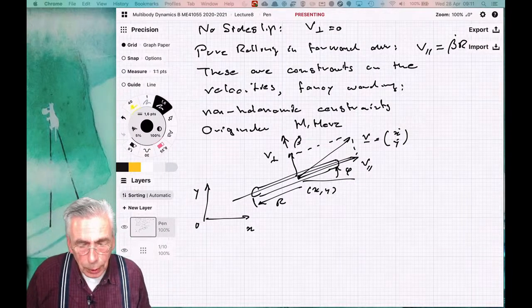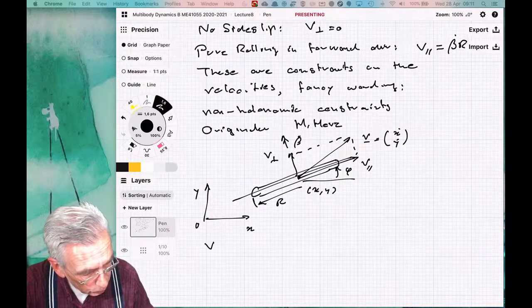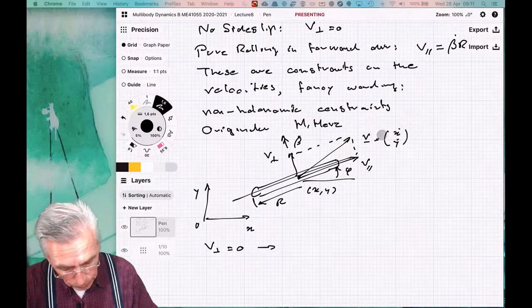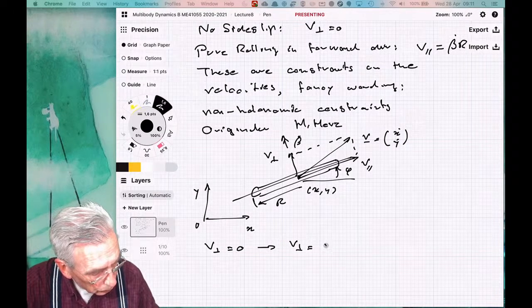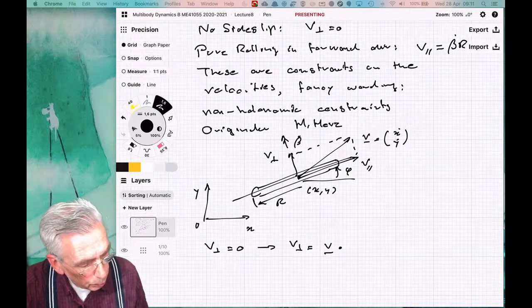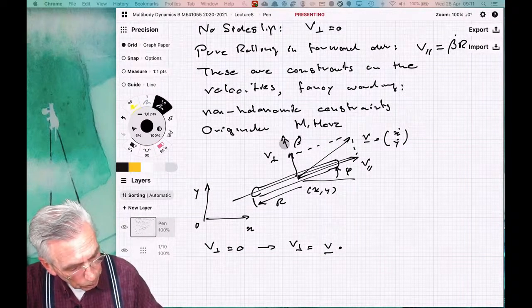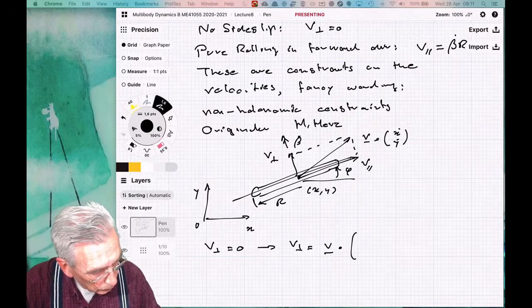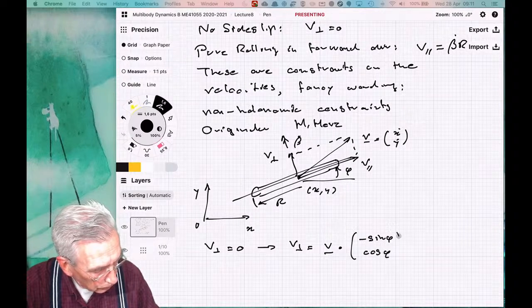Okay, so let's start with the first constraint. The first constraint is that this v perpendicular should be 0. Now v perpendicular, if we express that in these coordinates, is the velocity vector v, and then the dot product with a vector which is perpendicular to the wheel, and that vector is of course minus sine phi, cosine phi, right?